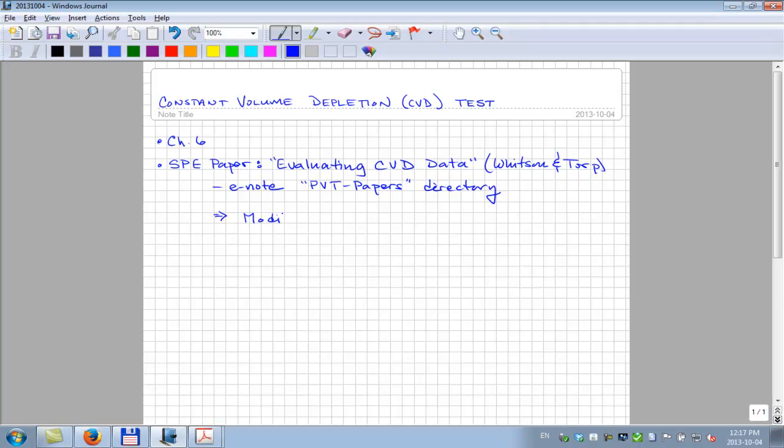modified black oil PVT, which is, again, the topic of Chapter 7. So it's kind of a good introduction to that as well. So I strongly recommend that you read that paper, and I may put it on the required reading for the course.